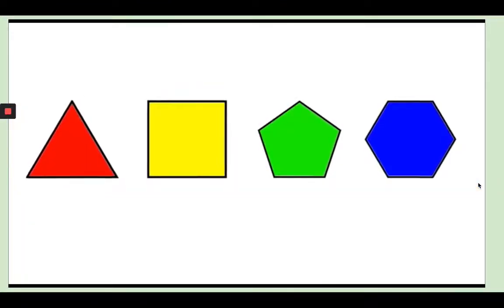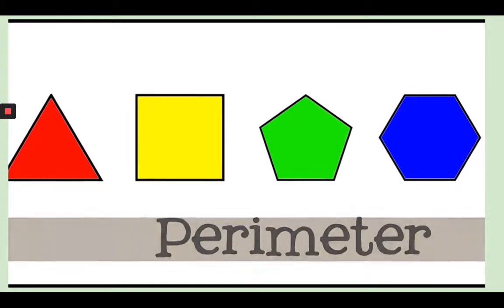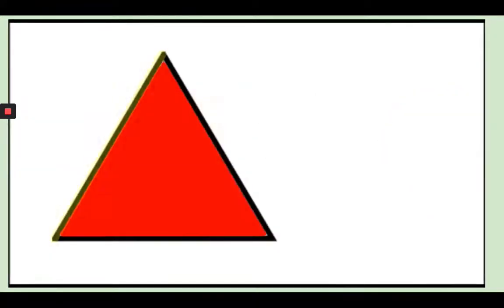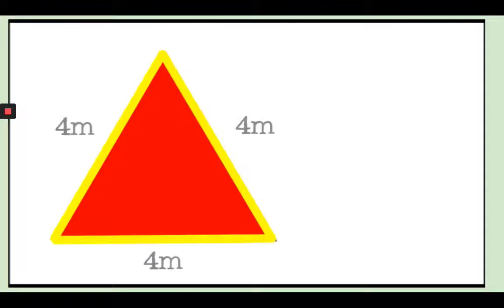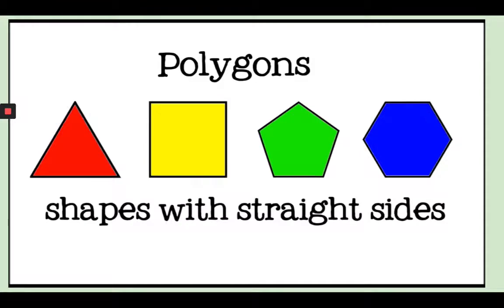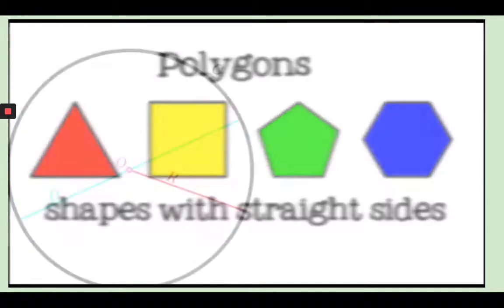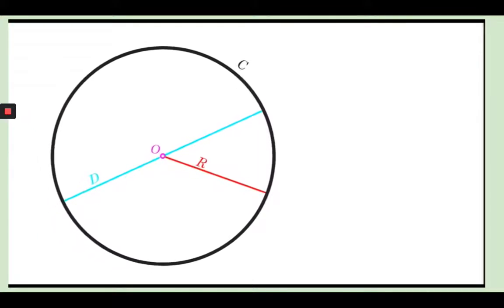Hi everyone! Today we're going to talk about perimeter. Perimeter is the distance around an object. We can calculate perimeter by adding together the length of all the sides of the object. We are going to discuss how to find the perimeter of polygons, which are shapes with straight sides. There are special rules for finding the distance around round shapes, like circles, which we will talk about another time.